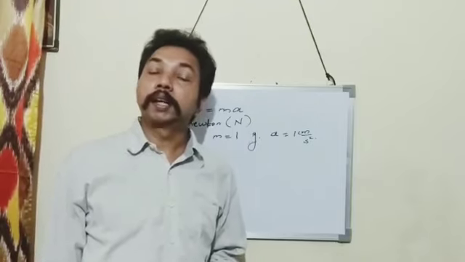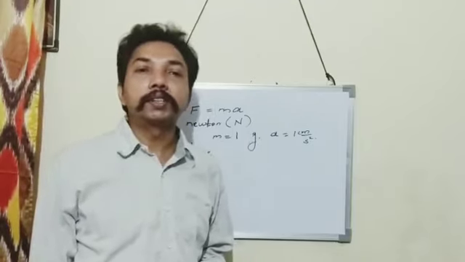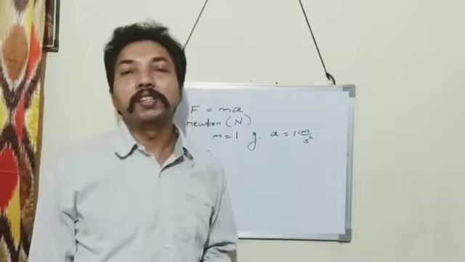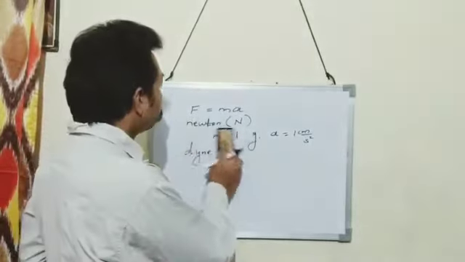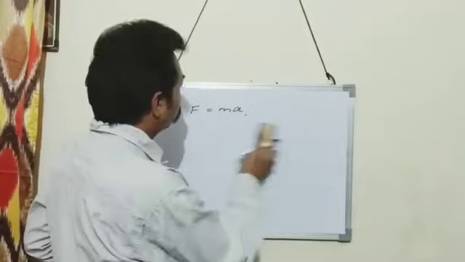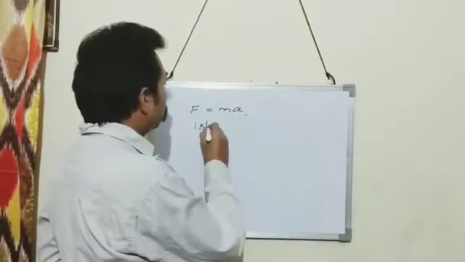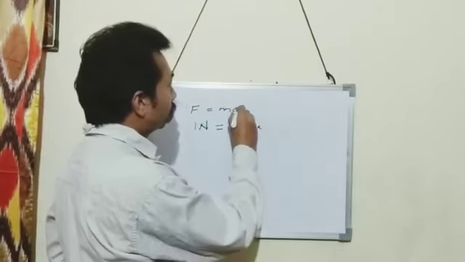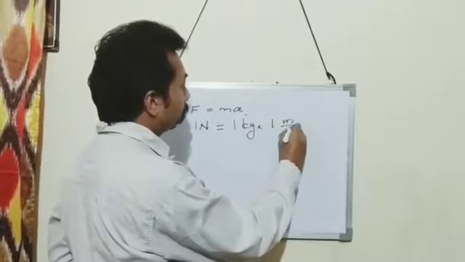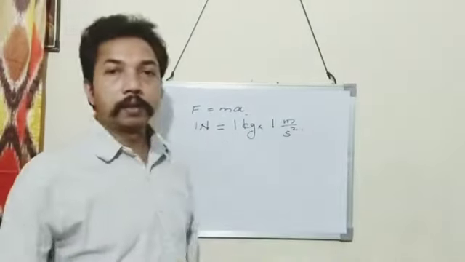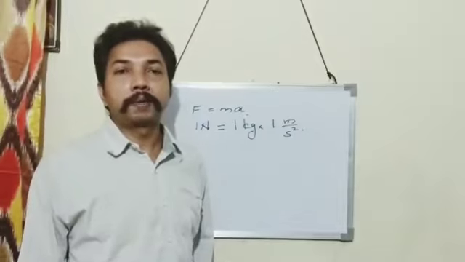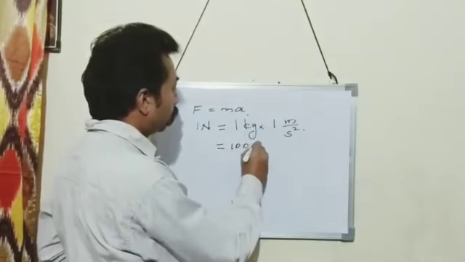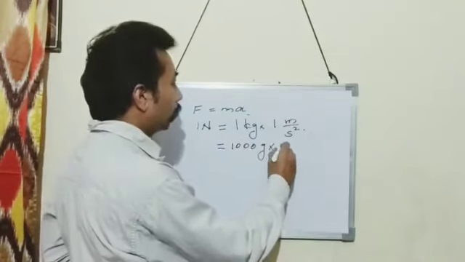Now we will see the relationship between SI and CGS units of force. 1 Newton is the force which acts on a body of mass 1 kilogram and produces an acceleration of 1 meter per second square. So 1 Newton is equal to 1 kilogram into 1 meter per second square. We convert kilogram into gram: 1 kilogram is equal to 1000 gram and 1 meter is 100 centimeter.